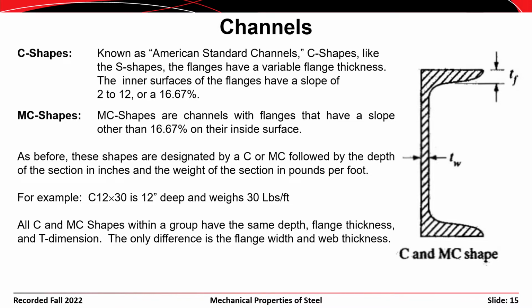So all C and MC shapes within a different group also have the same flange thickness and T dimension as well. The only difference really is the flange width and the thickness of the web.